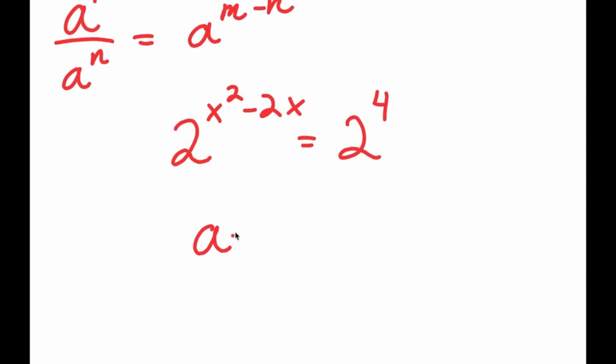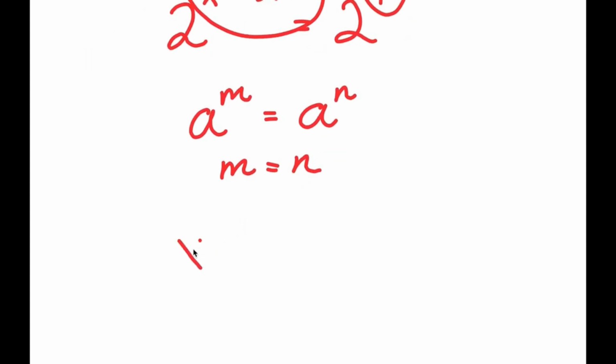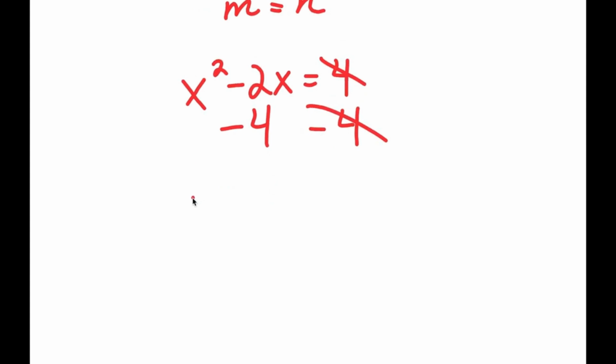Now, if I have something in the form a to the power of m is equal to a to the power of n, this means that m is equal to n. So in this case, m is x squared minus 2x, and n is 4, so I get x squared minus 2x is equal to 4. And now, if I subtract 4 on both sides, these two cancel out, and I get x squared minus 2x minus 4 is equal to 0.